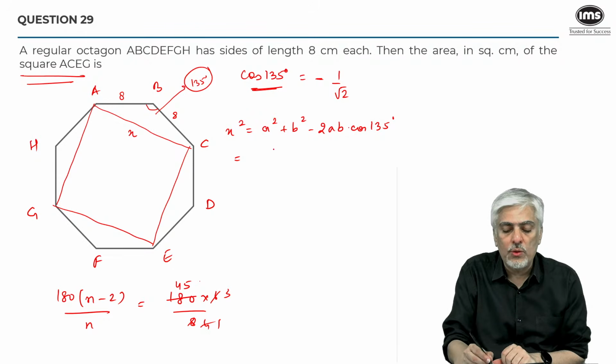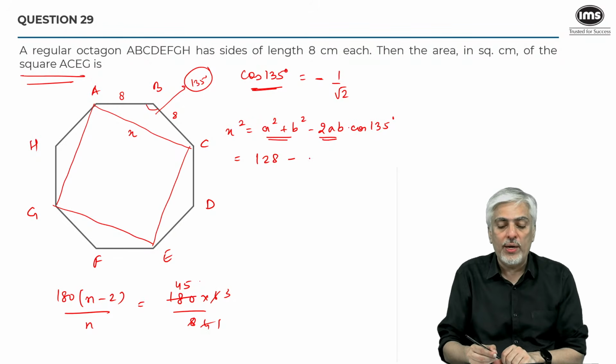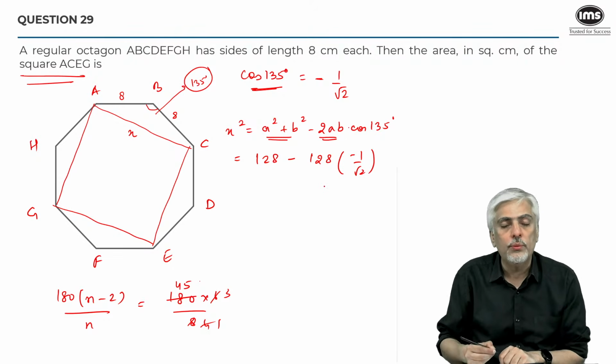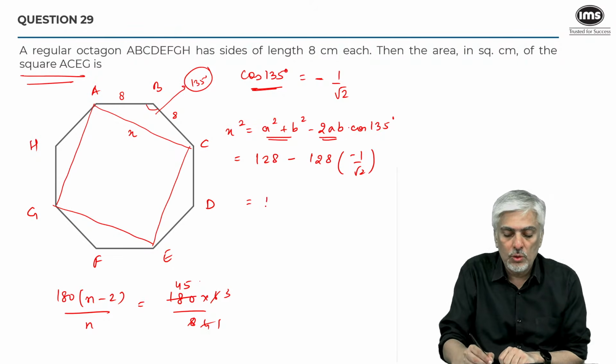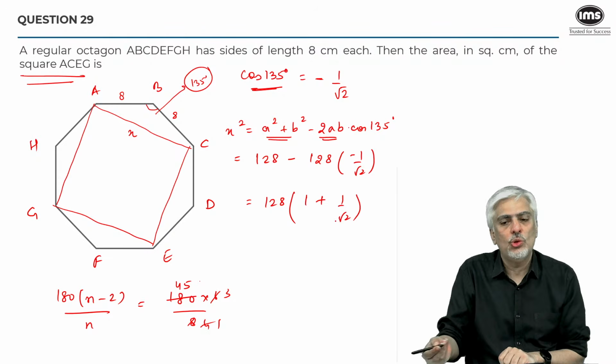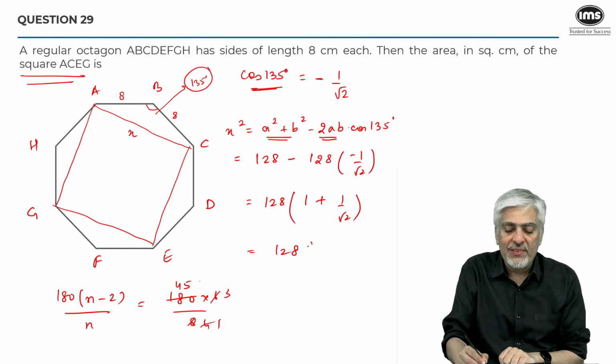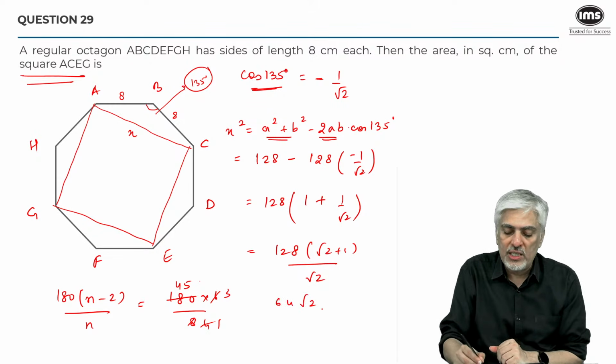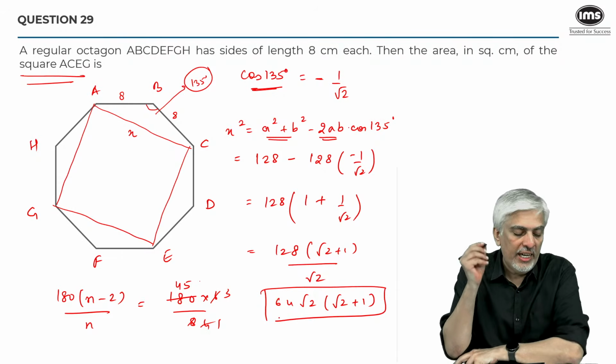So x square is equal to 8 square plus 8 square, 64 plus 64, 128, minus 2 into 8 into 8, which is again 128, into negative 1 upon root 2. Negative, negative, positive. 128 common. 1 plus 1 upon root 2. You can solve it a little bit. Anyway, there were no options given. So it was not about anything. Finally, just about understanding. So finally, if I open it up, 64 root 2 into root 2 plus 1. Everybody clear?